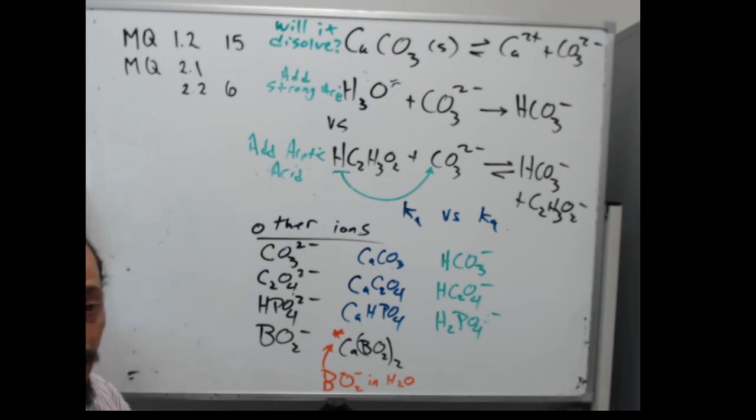So, shorthand is we find the smaller Ka. So what's the Ka for acetic acid?